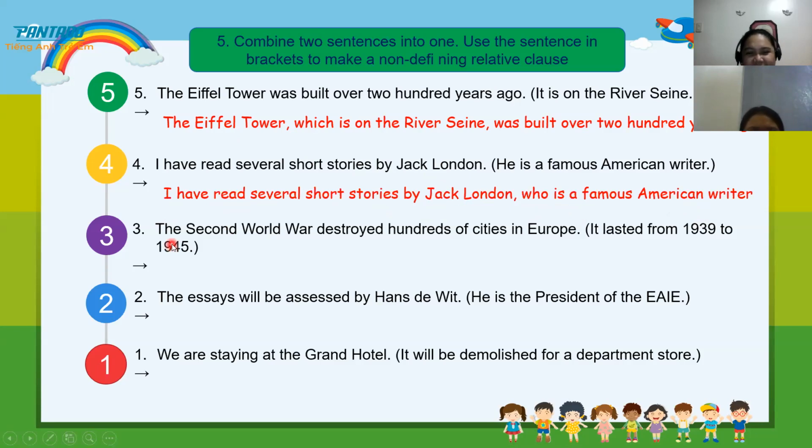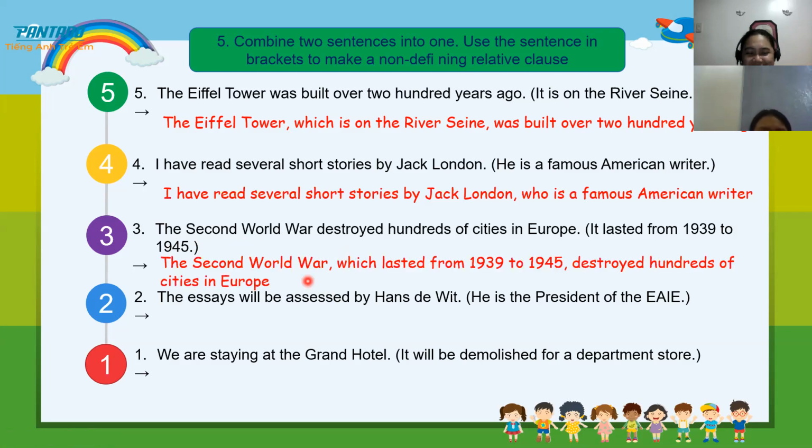What about number three? The Second World War, which lasted from 1939 to 1945, destroyed hundreds of cities in Europe. Very good. So do not forget to always add a comma if you put a relative clause, and after that, another comma. Okay, number two.